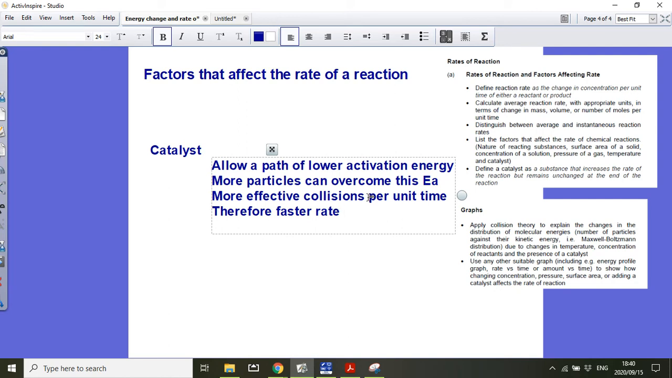So please, you don't have to write paragraphs. Use those points. There's always 4. The catalyst allows a path of lower activation energy. More particles can overcome this activation energy, therefore more effective collisions.